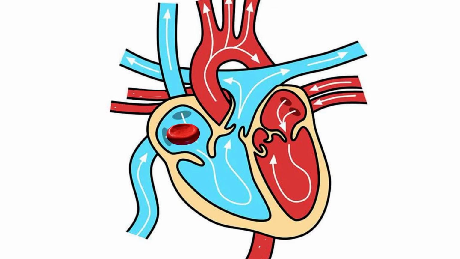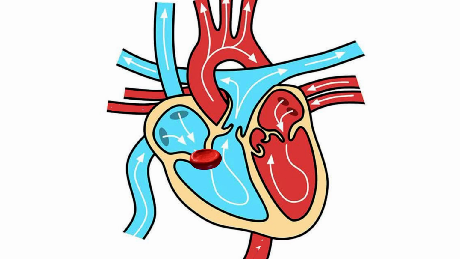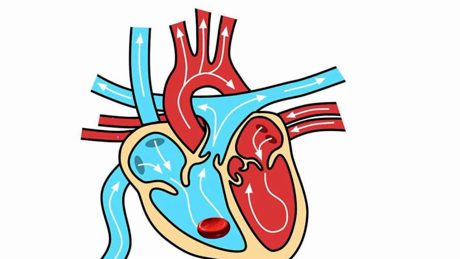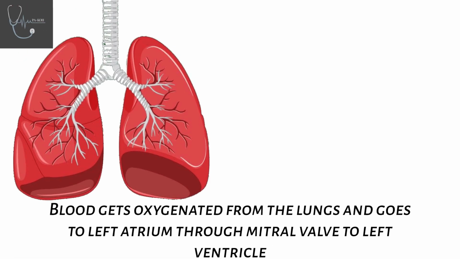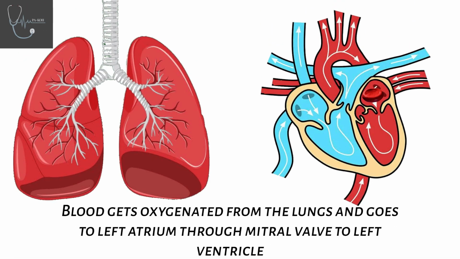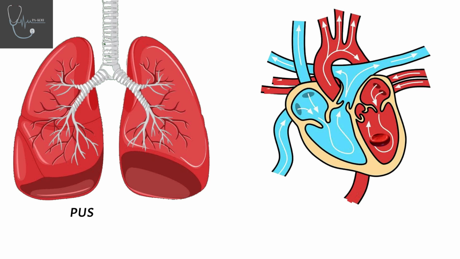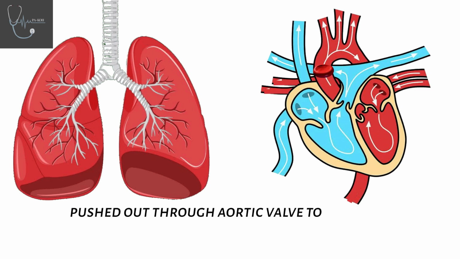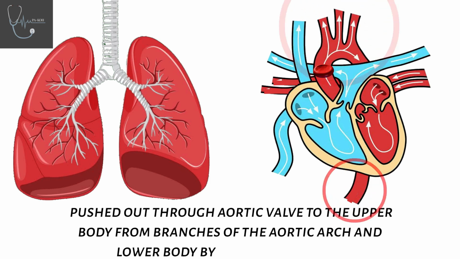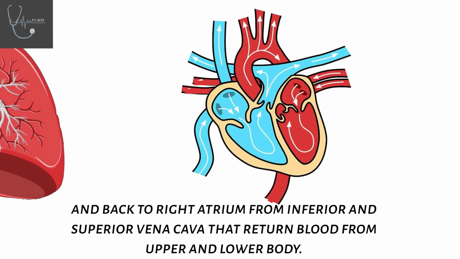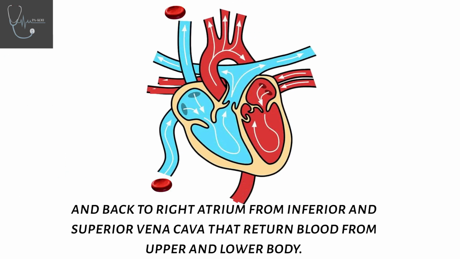Blood flows from the right atrium through the tricuspid valve to the right ventricle, which then goes out through the pulmonic valve to the lungs. Blood gets oxygenated in the lungs and goes to the left atrium, through the mitral valve to the left ventricle, then is pushed out through the aortic valve to the upper body from branches of the aortic arch, and to the lower body by the descending aorta, and back to the right atrium from the inferior and superior vena cava that return blood from the upper and lower body.